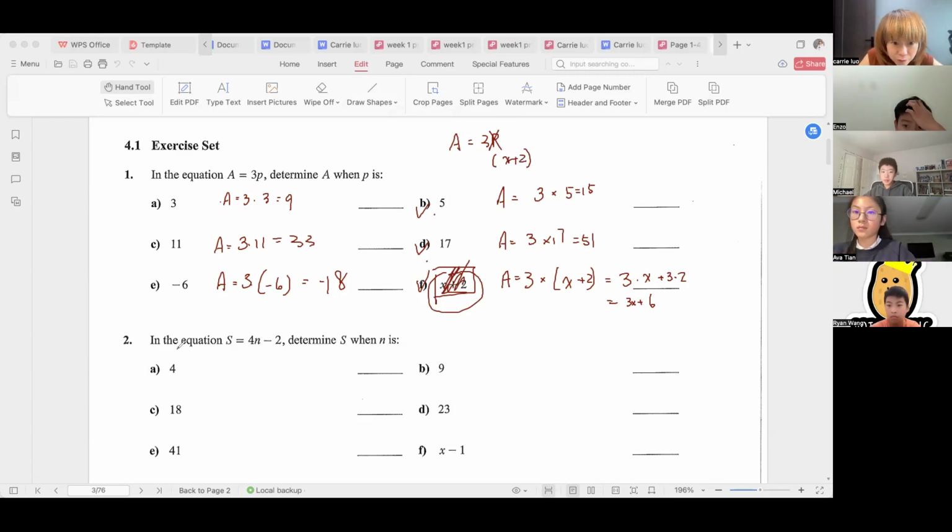Okay, so let's take a look at this one. In the equation, s equals 4n minus 2. Determine s when n equals 9, when n equals 23, and when n equals x minus 1. Okay, 1, 2, 3, you go.